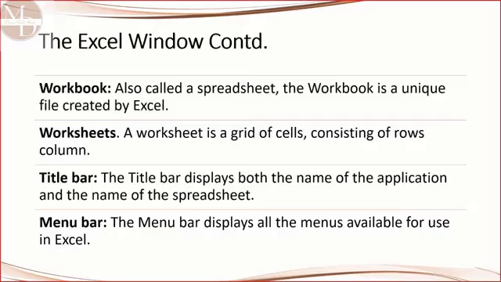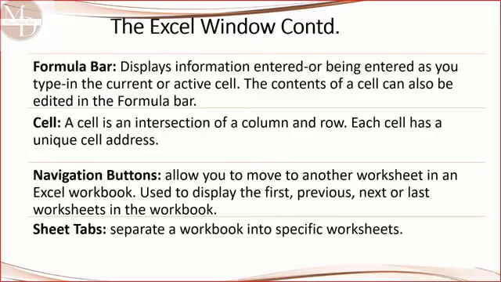A worksheet is a grid of cells which consists of rows and columns. That's your worksheet. Your title bar displays the name of the application and the name you use to save your file. Then you have your menu bar, which displays all the menus available for use in Excel. Then you have your formula bar, which displays information you entered in your current or active cell.